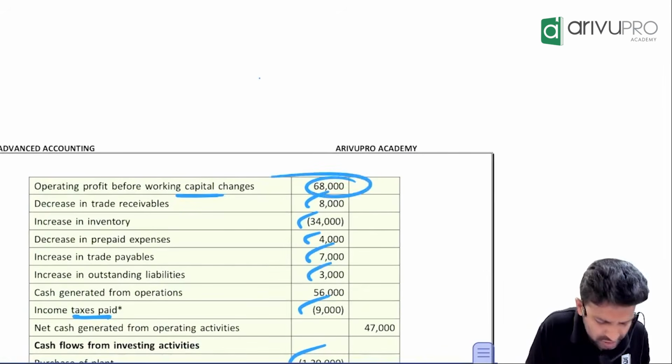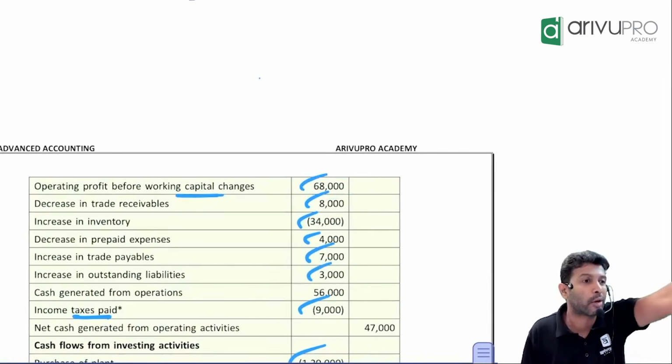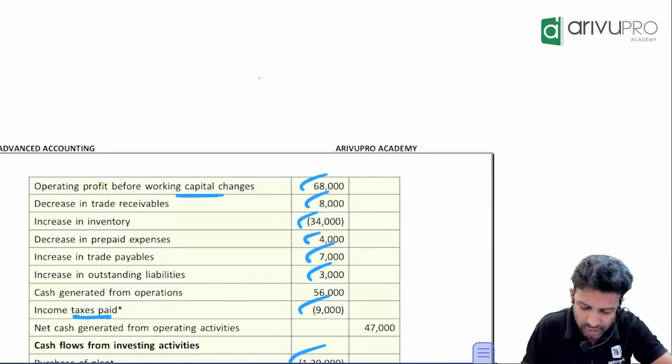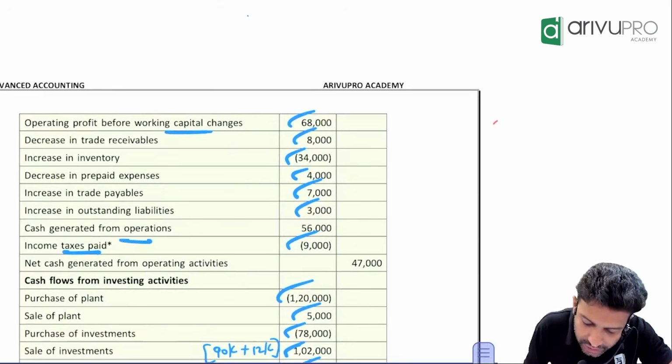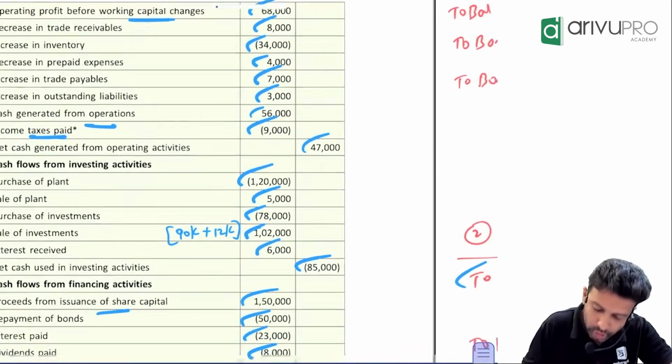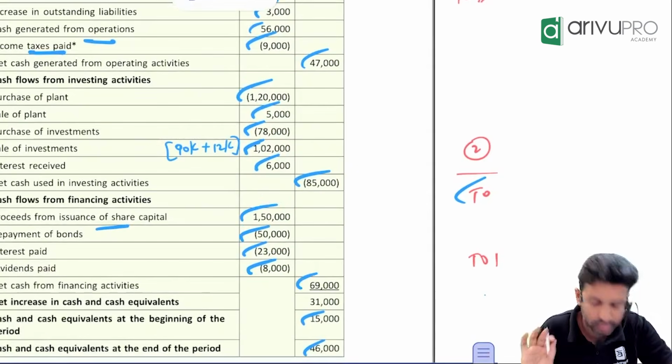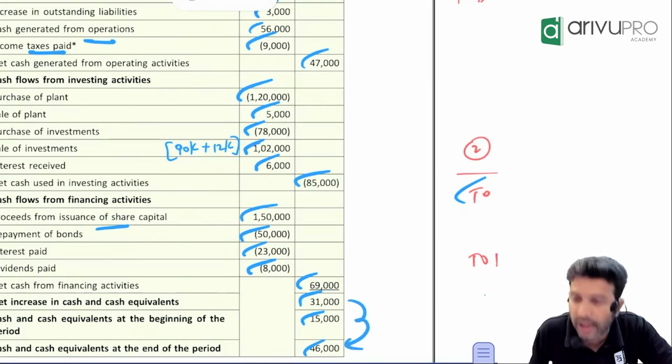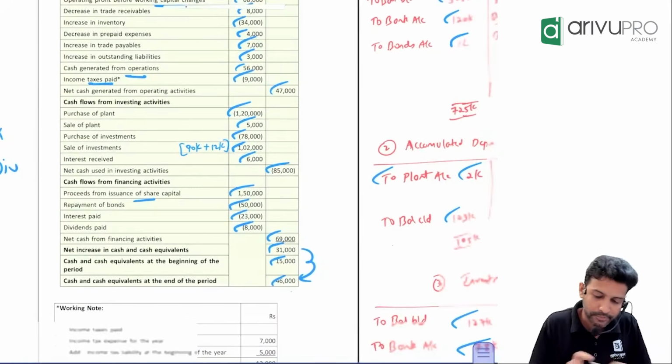You don't have to write this, but ICAI does this. Operating profit before working capital changes is a total. This is cash generated from operations, a total. This is also a total, and this is also a total. When you add the cash flow of all three activities, you get 31. If you add opening cash to this, compulsorily you should get the closing cash. Sorted.